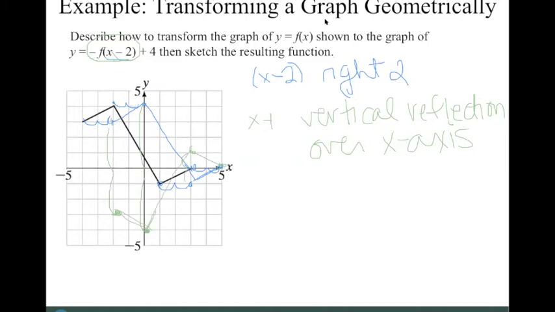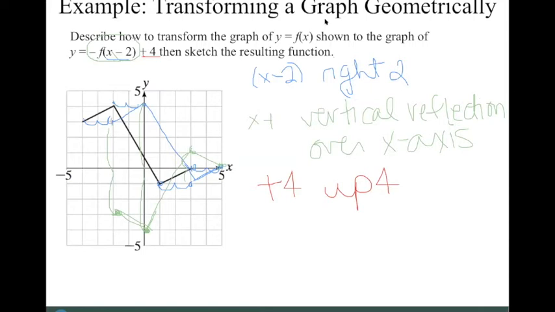And so there's our function. There's our newest transformation. But we're not done yet. Our last transformation here is a plus 4. Plus 4 goes up 4, because remember we already did f of x, we did the minus 2, and then we did negative f of x, so that switches us to get only vertical transformations.